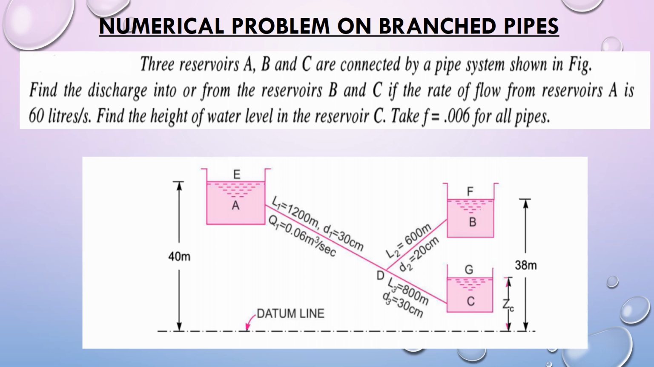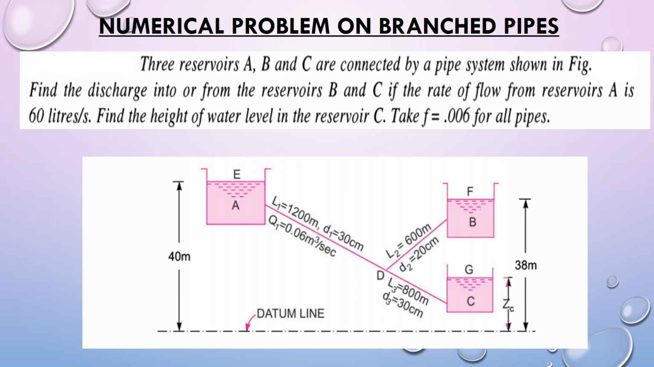Now let us look at a numerical problem on branched pipes. Three reservoirs A, B and C are connected by pipes as shown in this figure. This figure will be given in the problem. Find the discharge into or from the reservoirs B and C. If the rate of flow from reservoir A is 60 liters per second, find the height of water level in the reservoir C. Take the coefficient of friction f equal to 0.006 for all pipes. You will be given a figure like this.